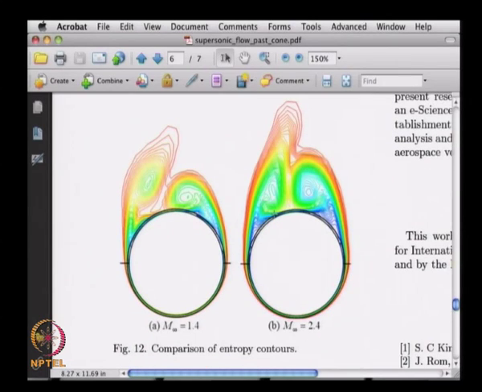So we looked at the change in the length. Now we will look at what happens if we change the incoming Mach number. You can see the same large changes in entropy if we change the Mach number from 1.4 to 2.4. Even that is quite an important change here.